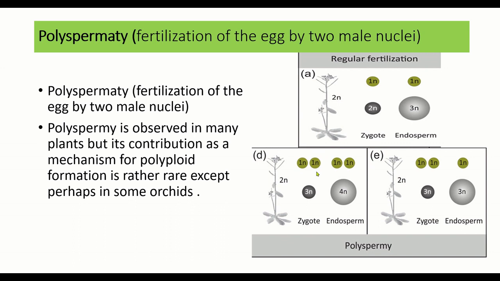While in case of polyspermy, there will be production of two which fuse with the egg cell, and two which fuse with the polar nuclei, forming triploid and tetraploid endosperm. In another case, two male gametes can fuse with the egg cell, forming a triploid zygote, while the other male gamete is produced as just a single one fusing with the polar nuclei.